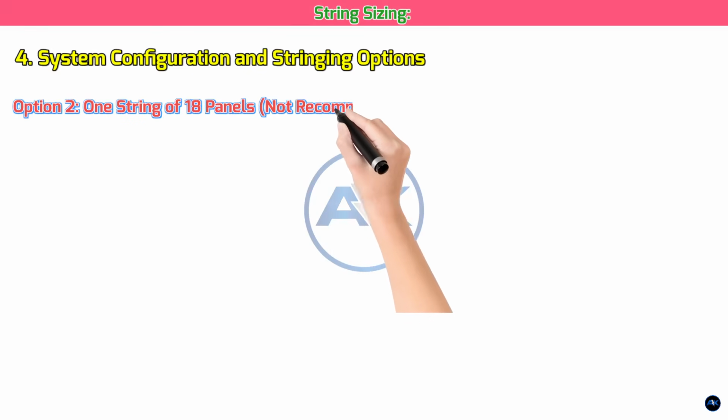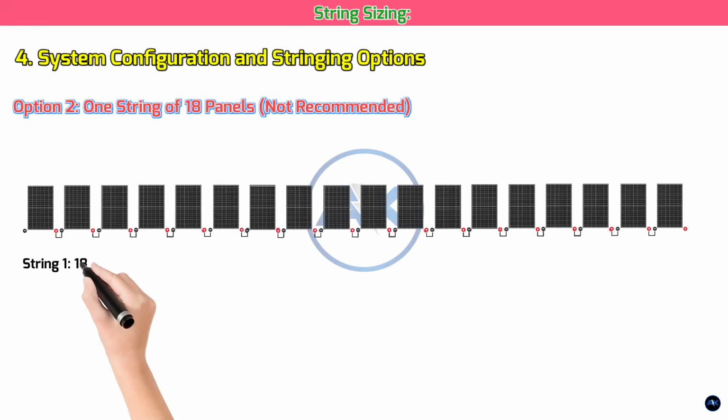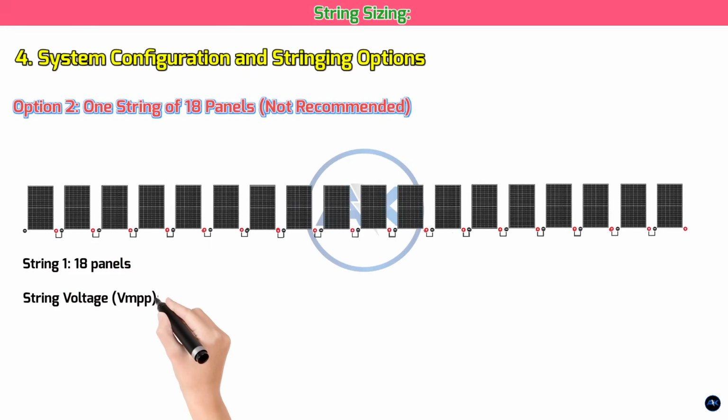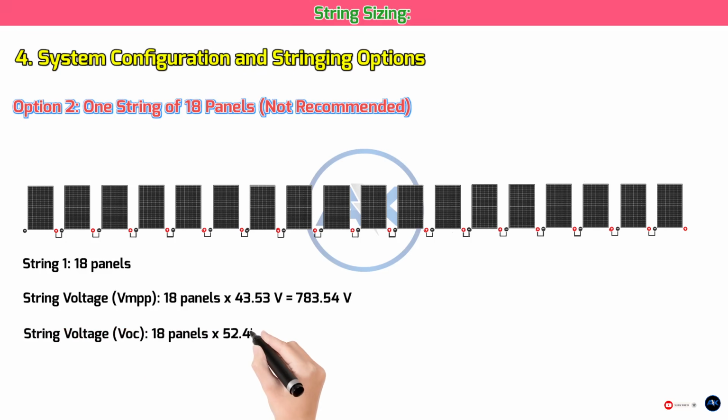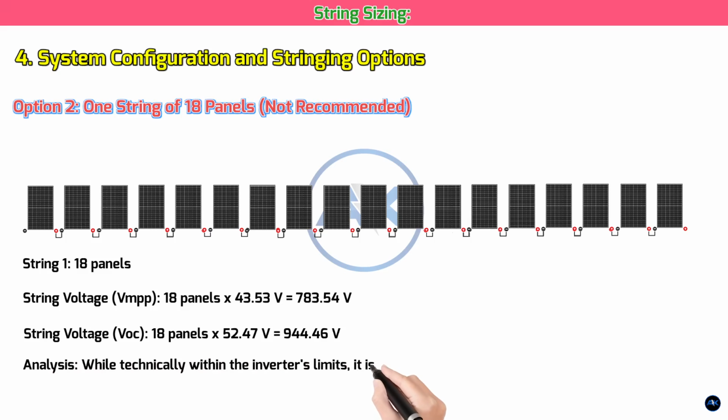Option 2, 1 string of 18 panels, not recommended. String 1, 18 panels. String voltage, VMPP, 18 panels x 43.53 volts equals 783.54 volts. String voltage, VOC, 18 panels x 52.47 volts equals 944.46 volts. Analysis. While technically within the inverter's limits, it is generally not recommended. If a single panel fails or is shaded, the entire string's output is drastically reduced. Using a single large string also does not utilize the inverter's dual MPPT capability.